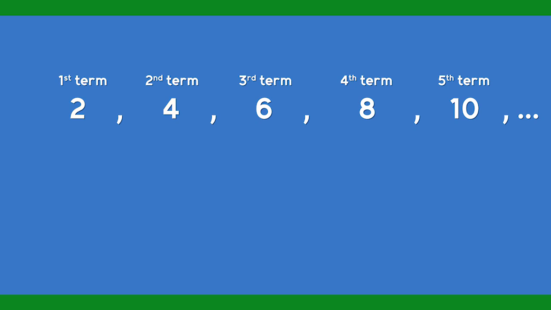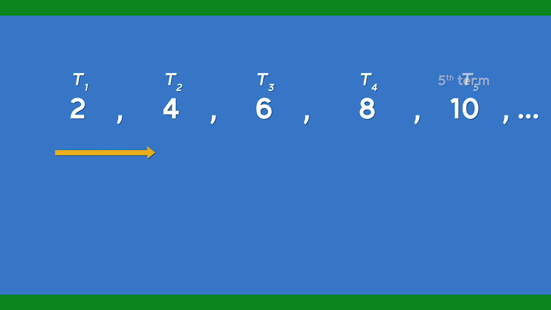We can also write the term number in a more convenient way. We can denote the first term like this, and the second term, and so on. Observe that the numbers in this sequence are increasing in value. What is the pattern for this number sequence? Let's start by looking at the relationship between the first two terms, 2 and 4. What must we add to 2 to get 4? We add 2 to 2 to get 4.